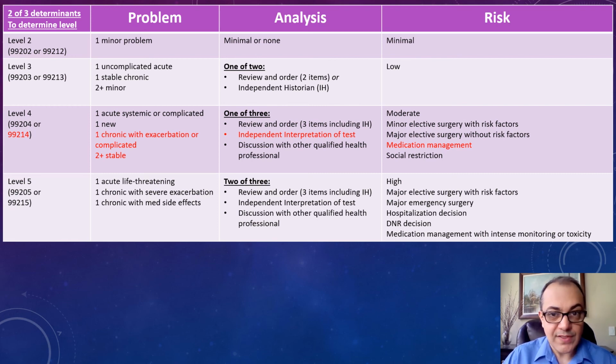In analysis section, which is the second column, the column in the middle, we see that he had something called independent interpretation of the test. He ordered an x-ray and he reviewed it himself. Independent interpretation, again, for reminder, is he's not reviewing just the report of that x-ray that radiologist had read. No, he's looking at the images himself directly. That is independent interpretation. And that fulfills criteria for a level 4 on analysis, because for level 4 analysis, you only need one of the 3 items mentioned, and independent interpretation of a test is one of those 3 items mentioned.